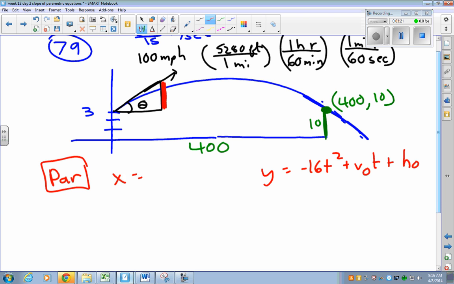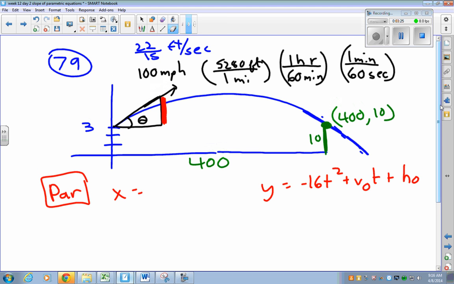Oh, real quick, everyone who's listening, this is not 22/15. It is something else. What is it? 440 over 3. Okay, sorry about that, guys.